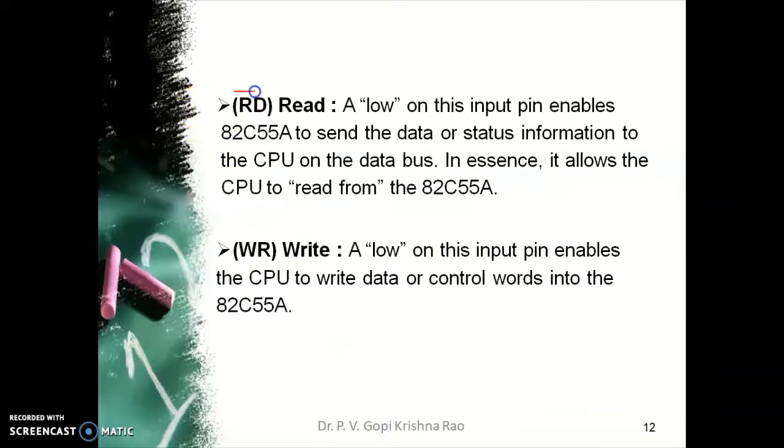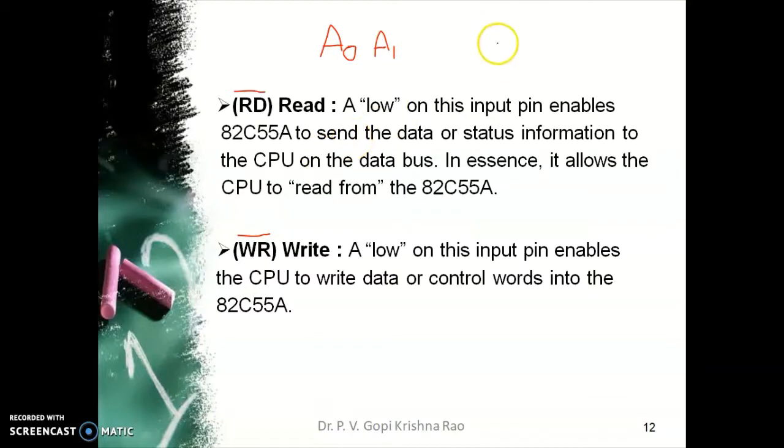Read bar and write bar, these are the control signals. These are used along with the address lines A0 to A1, defining whether you are performing an IO read or IO write through port A, port B or port C. When RD bar is 0, you are performing a read operation. When WR bar is 0, you are performing a write operation.